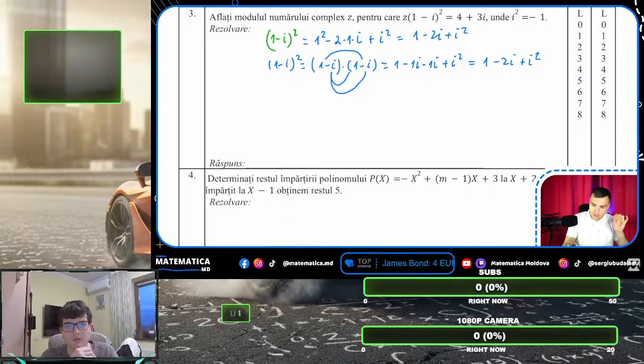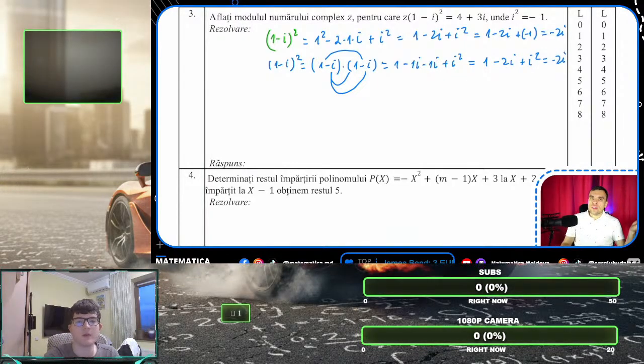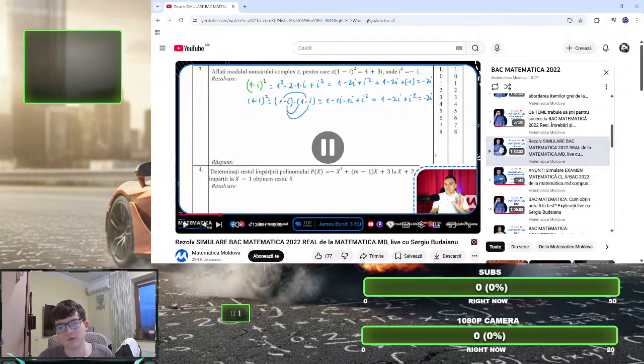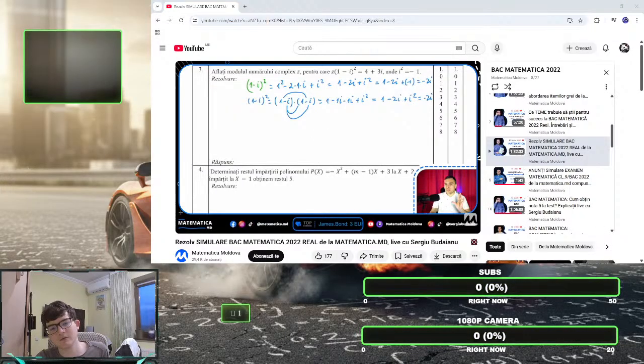One minus 2i plus i to the second power. i to the second power goes to minus 1. So the only thing that we have left is minus 2i. So this means that the real part is 1. So we're gonna solve by the formula over there, and that's it.